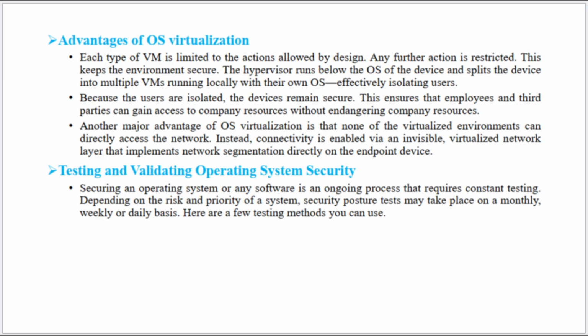Testing and validating operating system security. Securing an operating system or a software is an ongoing process that requires constant testing. Depending on the risk and priority of a system's security posture, tests may take place on a monthly, weekly, or daily basis. Here are a few testing methods you can use.